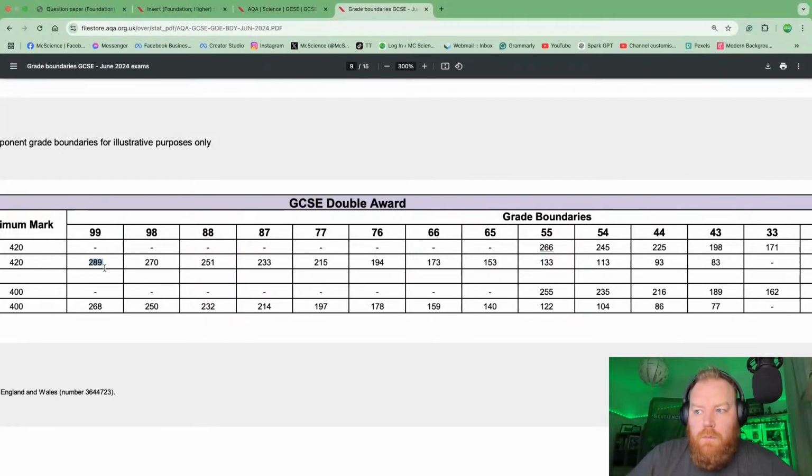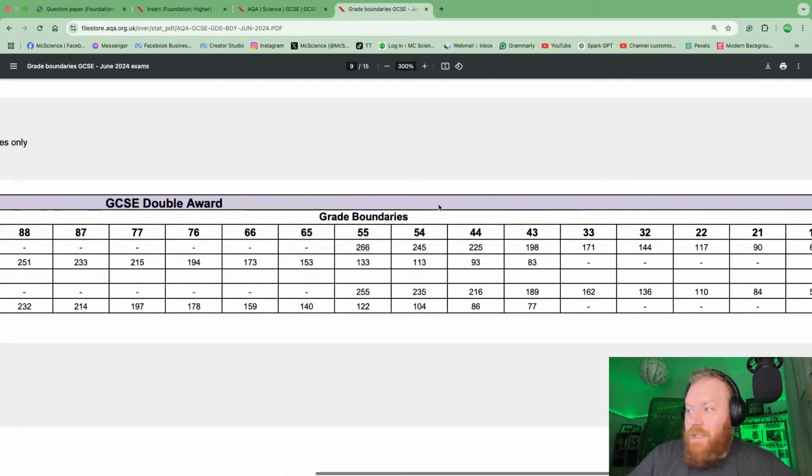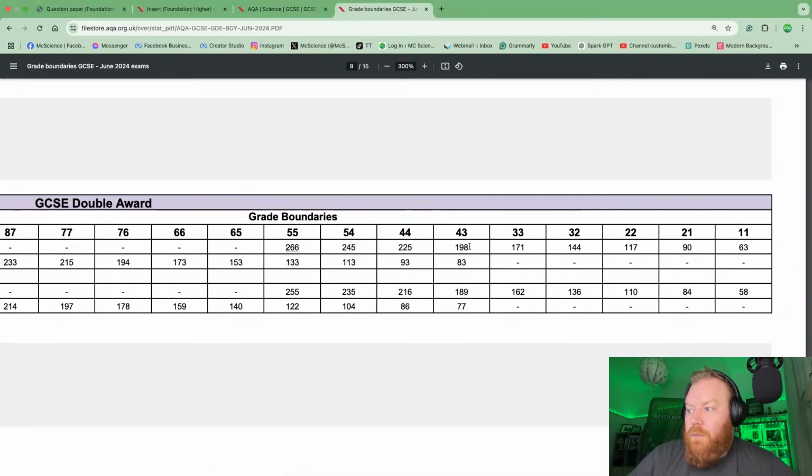So a lot of people panic that they have to be getting 80 or 90% on the exam paper to get a grade 5, or a grade 9 if they're a higher student. And it's not the case at all. When you start to actually break it down, you start to understand that in reality, you're at 50% or less.